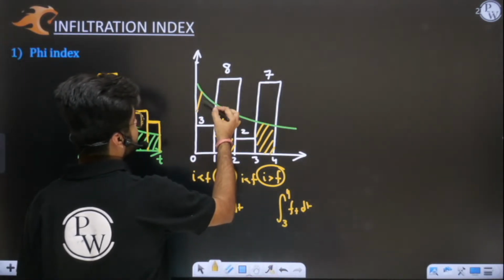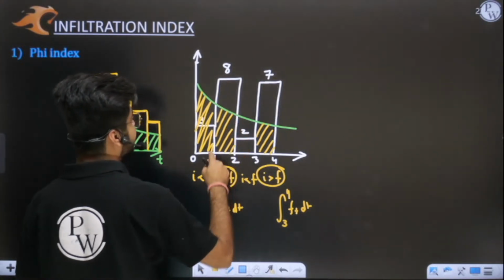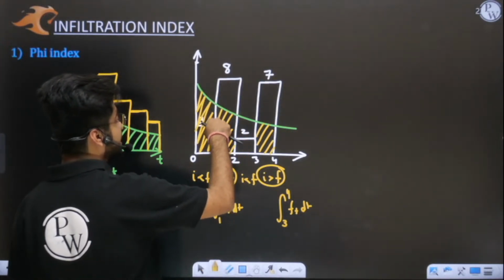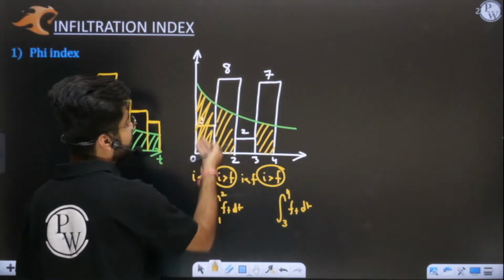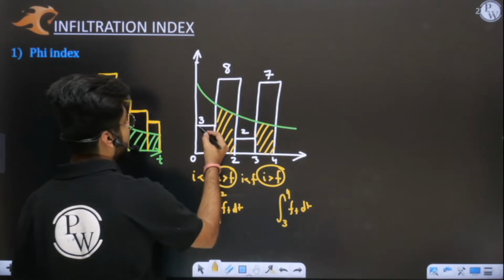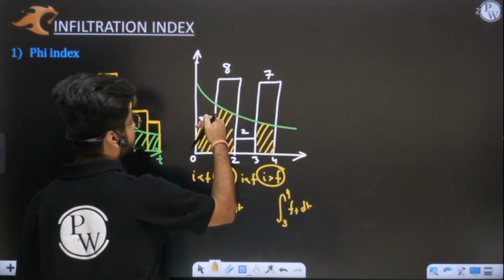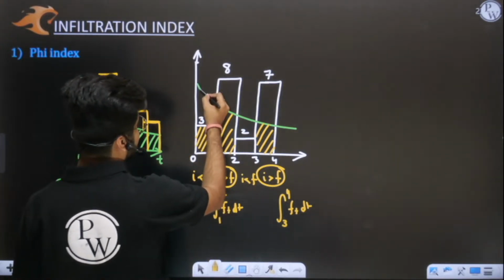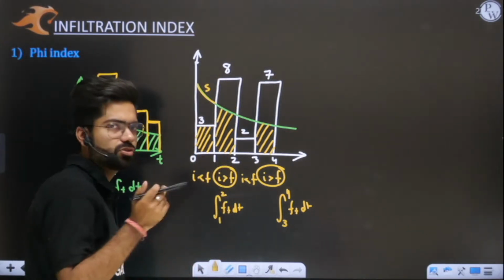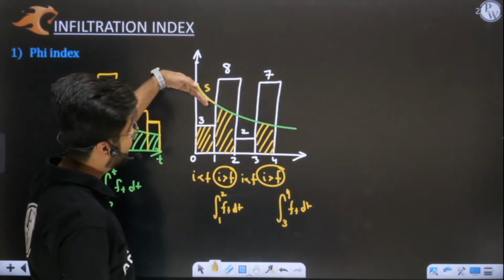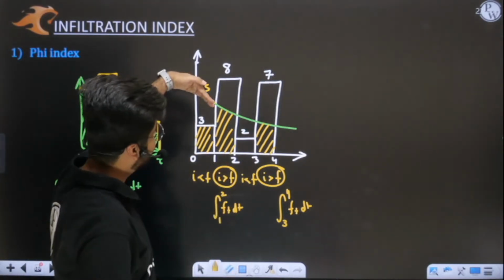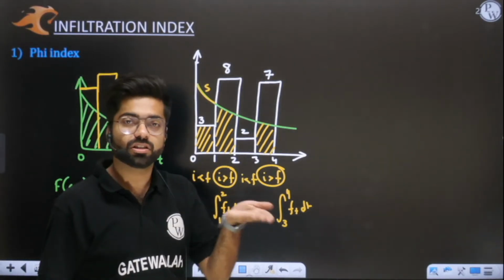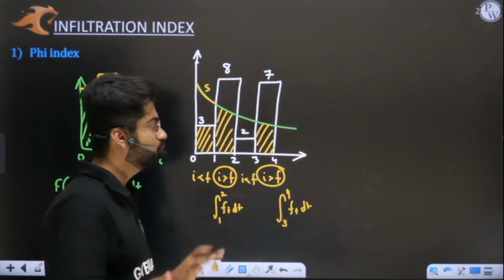Why? Because if you integrate, you will get this area, and this area is even more than rainfall. Sir, rainfall is only 3. How can you find this area? Rainfall is only 3. If rainfall is only 3, all the water will go into the ground. See, this value is more, let us say it is 5. Just assume it is 5. Ground can absorb 5, but rainfall is only 3, which means only 3 will go into the ground. Yes or no? Only 3 will go into the ground.